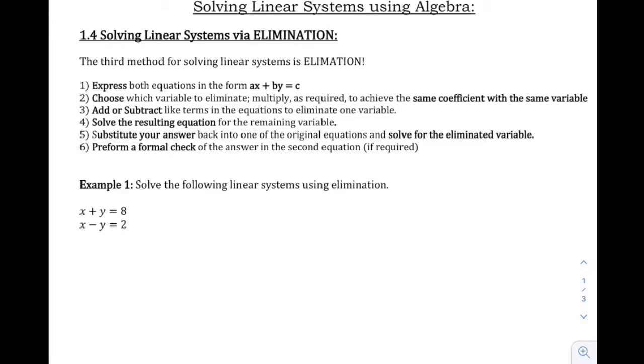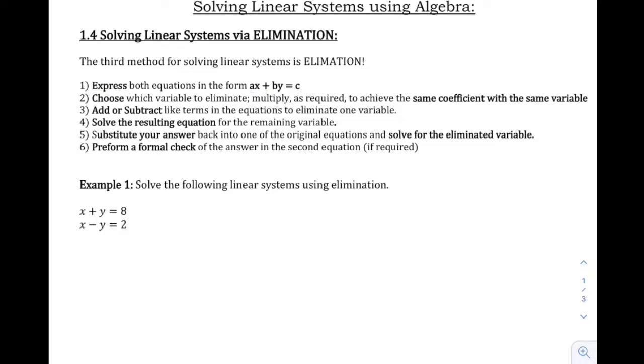So what we're going to do is first we're going to express both equations in the form ax plus by is equal to c. That was called standard form. We want both equations written in that form. Even if it's written as mx plus b, we're going to rearrange it so the x term is first, the y term is second, and the c or constant term is by itself.